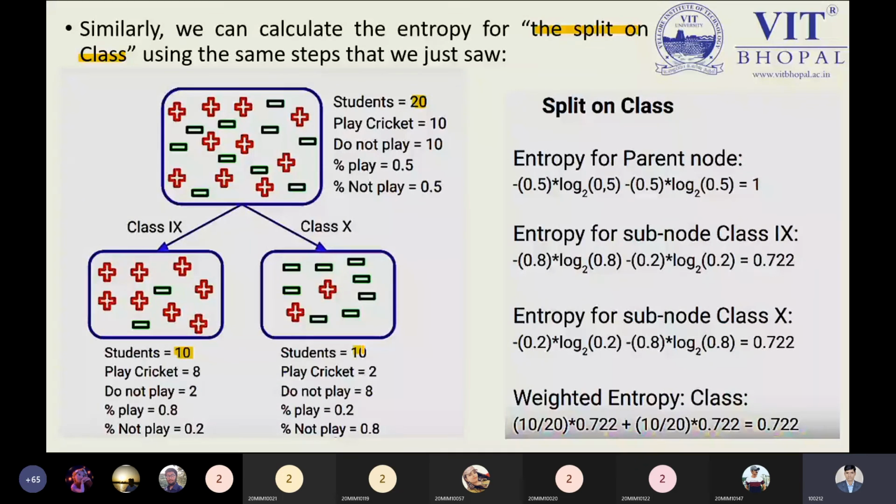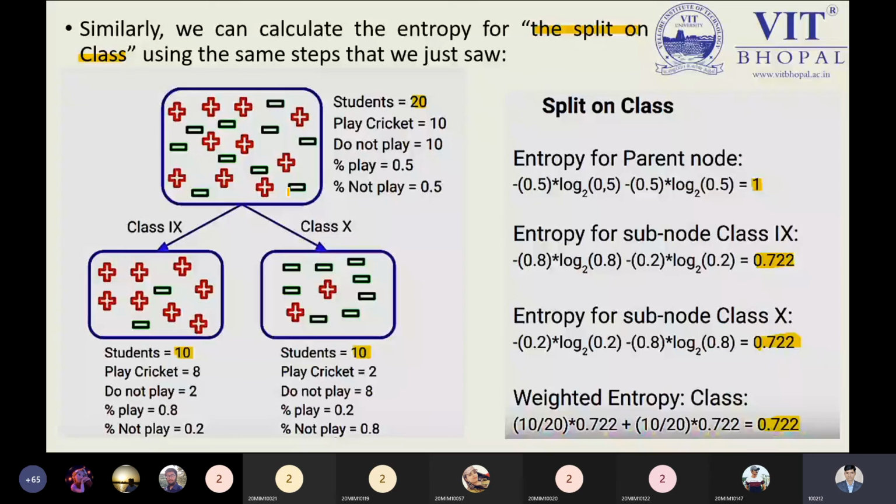So for the parent node we are getting the entropy 1, but for the 9th standard class we are getting the entropy 0.722, and for the 10th standard we are also getting 0.722. So the weighted entropy, because we are getting the same value, would be the weighted average entropy. We are getting 0.722.